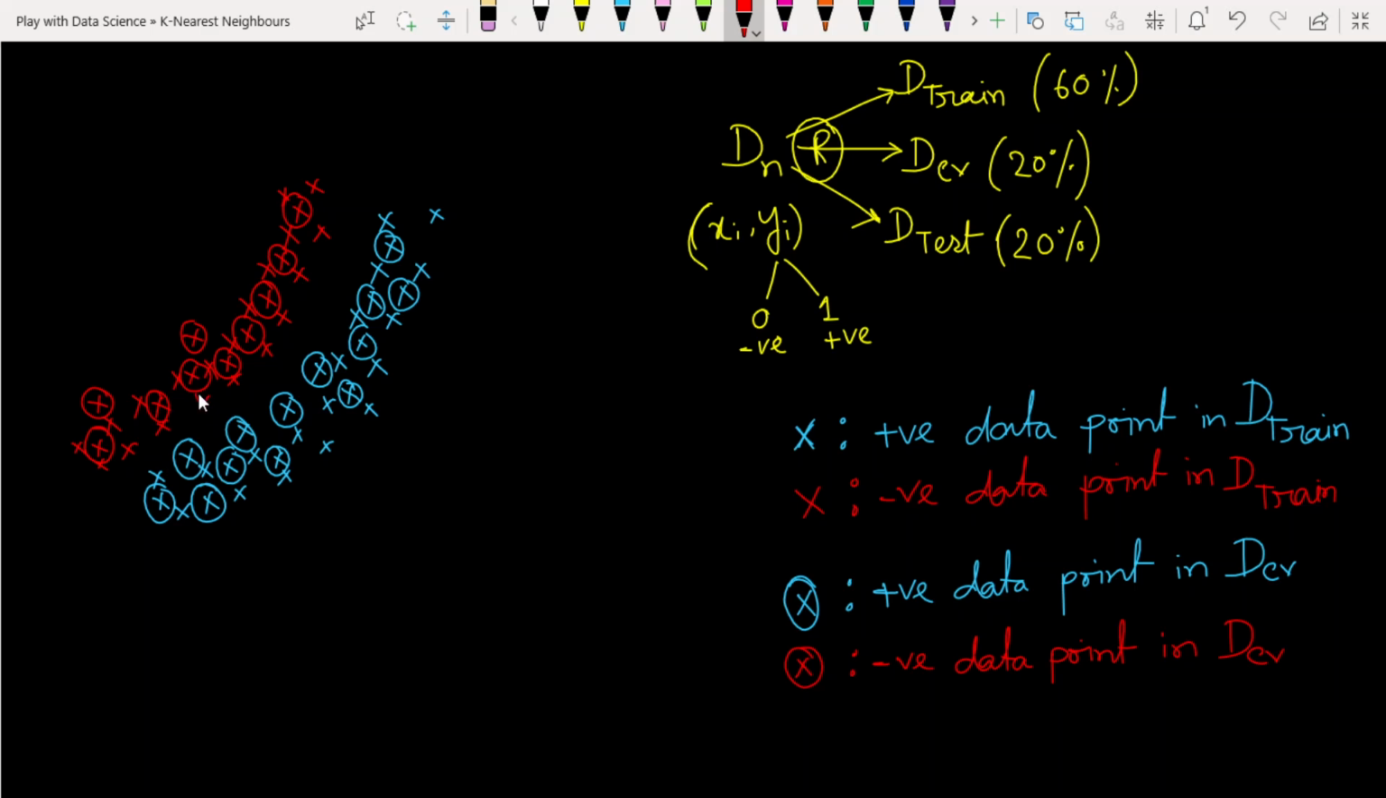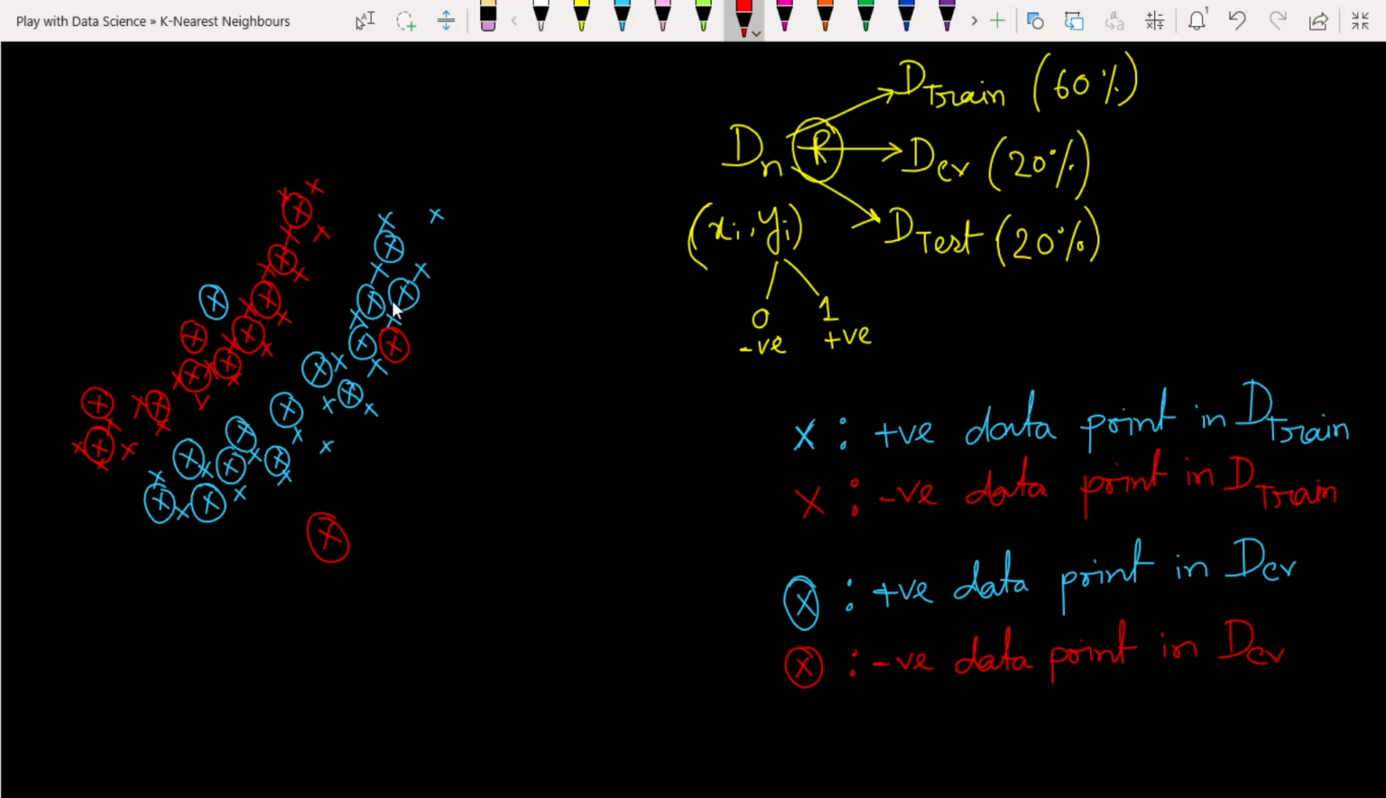Let's also take some outliers. Suppose we have some outliers from cross validation here, and here also we have some cross validation outliers. This is a noise point, or simply you can call it an outlier point. Here is one outlier point, and this is another simple outlier point.